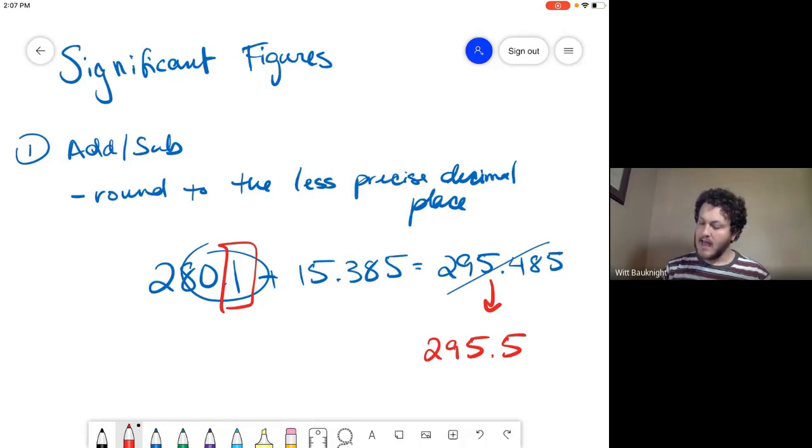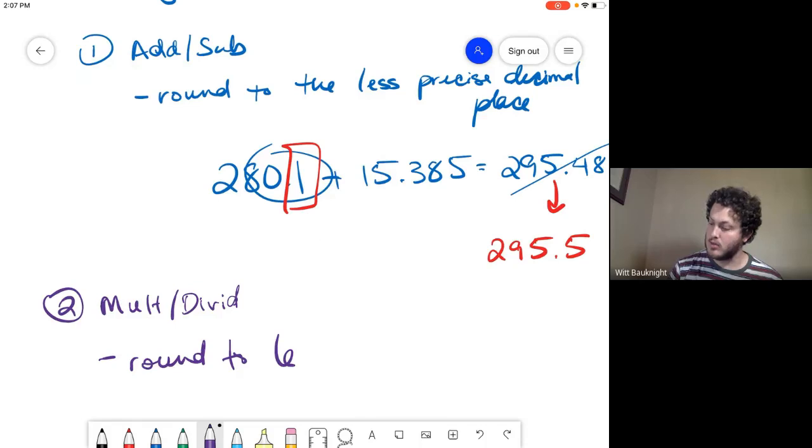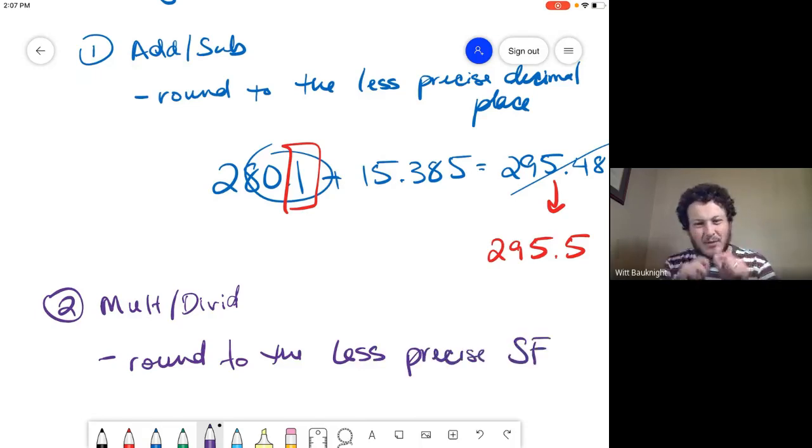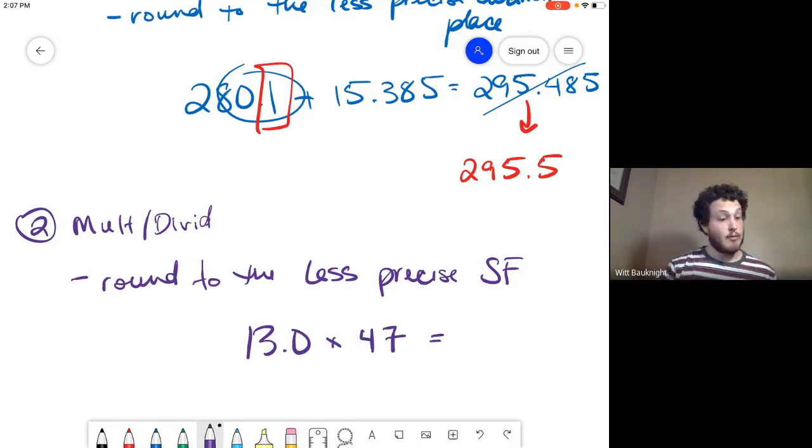All right, now let's talk about the rule for multiplying or dividing. And this one, we round to the less precise sig fig. This is where we really come into those sig fig rules. So let's say we have 13.0 times 47. If we plug that into our calculator, we get 611.